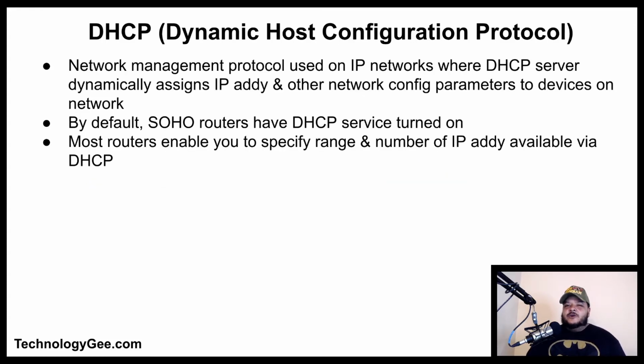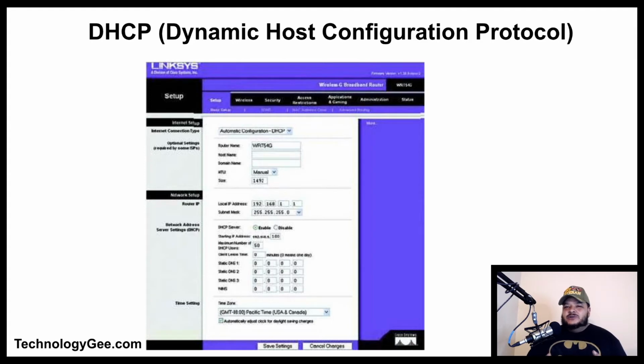DHCP, or Dynamic Host Configuration Protocol. This is a network management protocol used on IP networks whereby a DHCP server dynamically assigns an IP address and other network configuration parameters to each device on the network so they can communicate with other IP networks. By default, SOHO routers have the DHCP service turned on so they can provide IP addresses to any wired or wireless device that connects. Most routers enable you to specify the range and number of IP addresses available via DHCP. Now, this example shows a router with DHCP enabled and a range of IP addresses the DHCP server can assign.